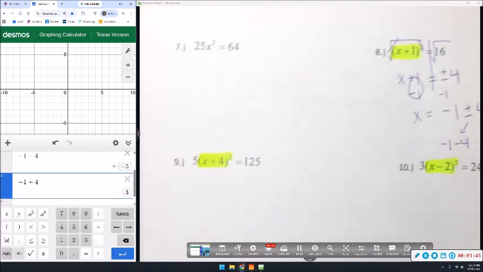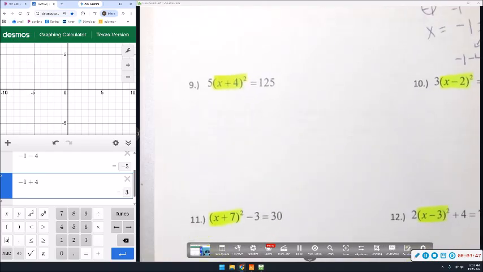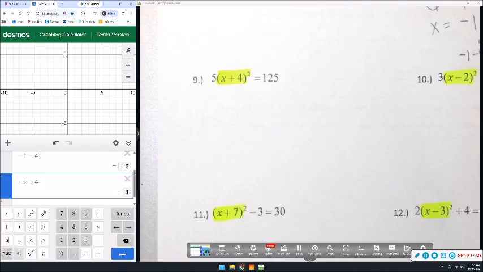Okay, let's look at number 9. Why aren't we doing all of them? Because I don't feel like we need to. And it's already a lot.